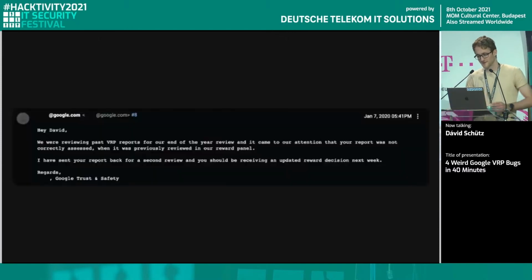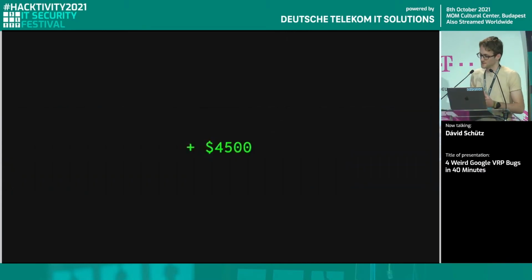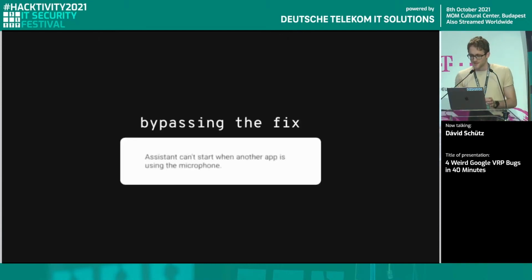But a few months later, I got a new message. It said, Hey, David, we were receiving... I can't read it that far away, and it's only small on my screen. It said that they misqualified the bounty amount, and they will send it back to the panel for one more look. And indeed, next week, they issued an additional $4,500 bounty, totaling up to $5,000, which is a standard range for issues like this. So it initially got fixed by completely disabling the deep link.